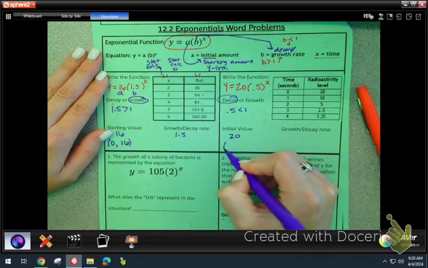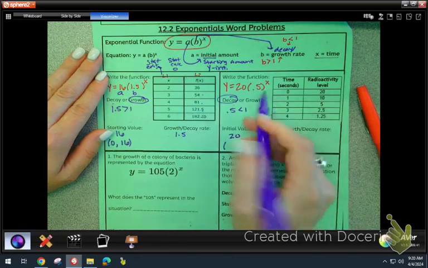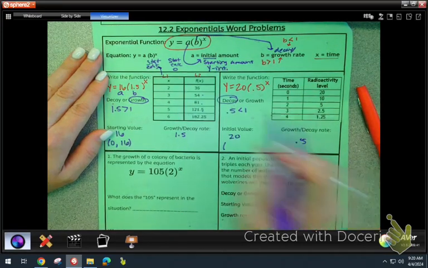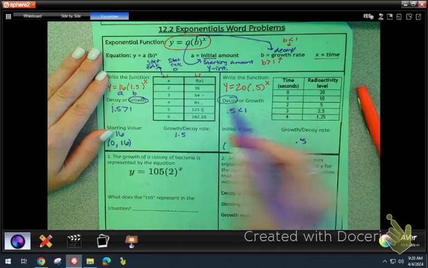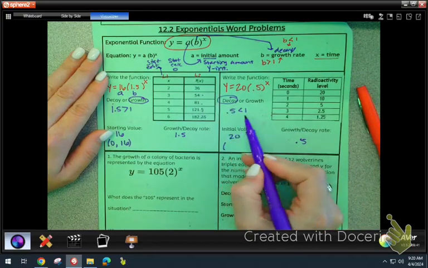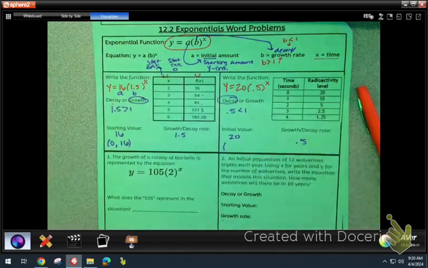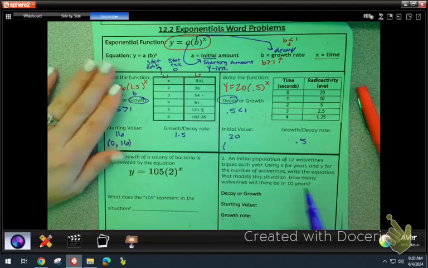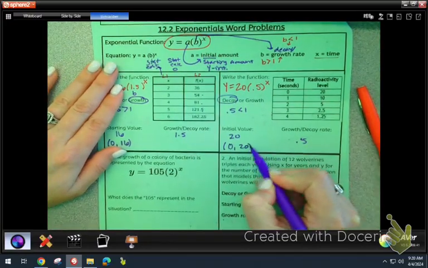20. How do you write the growth rate? Growth rate, you just put 0.5. Sorry, I mean if it's decay or growth, you just circle. I'm just showing why it's growth or decay, but the answer is just whether it is growing or decaying. And then you could write this as an ordered pair.